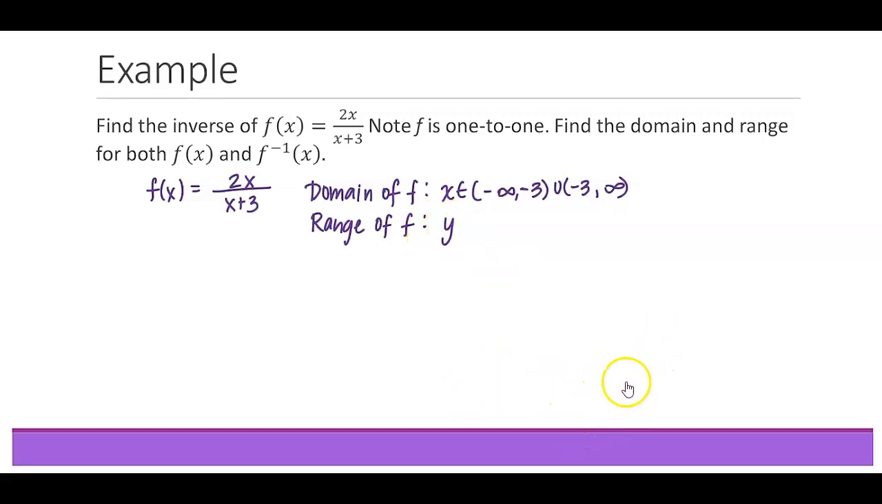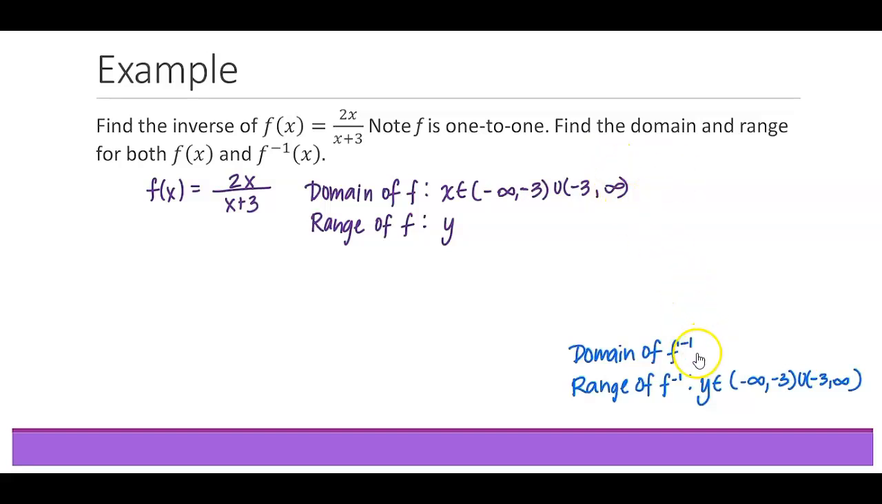And then I'm going to write down at the bottom, because we don't want to forget this information. Eventually I'm going to want the domain of f inverse and the range of f inverse. Well, I already have the range of f inverse because I have the domain of f. The range of f inverse are all the y values from negative infinity to -3 and -3 to infinity. So what we're going to need to do is do all the work to find the inverse function, and then the domain of f inverse we will have, and then that will be the range of f.